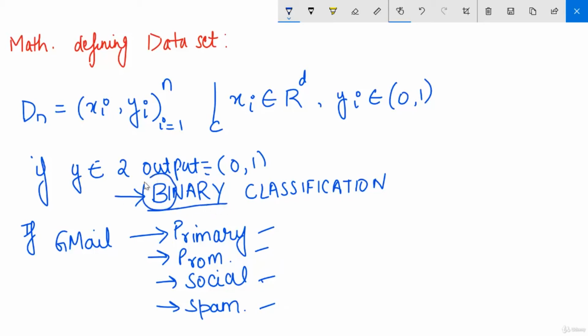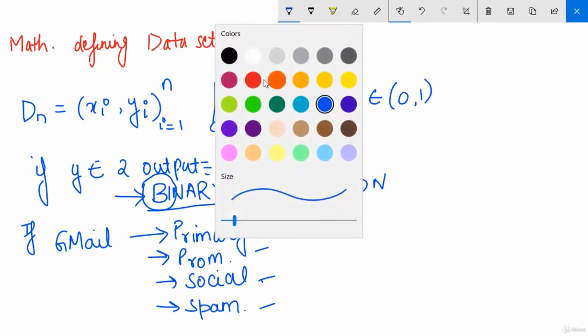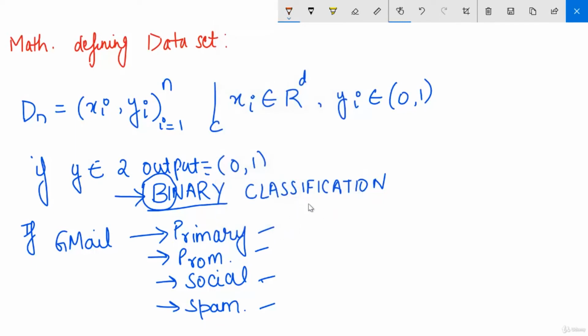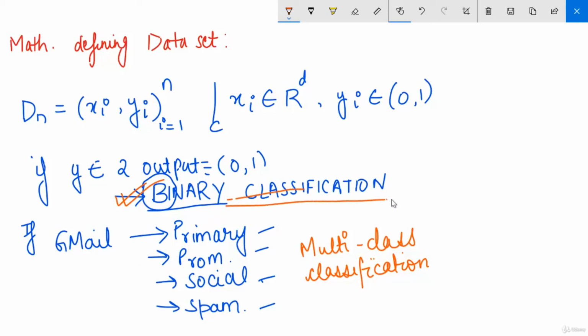I hope you understand binary means two. So such examples are known as multi-class classification. Okay. So if y has two outputs, it is known as binary classification, and if it has more than two, you can say it is multi-class classification. All right.